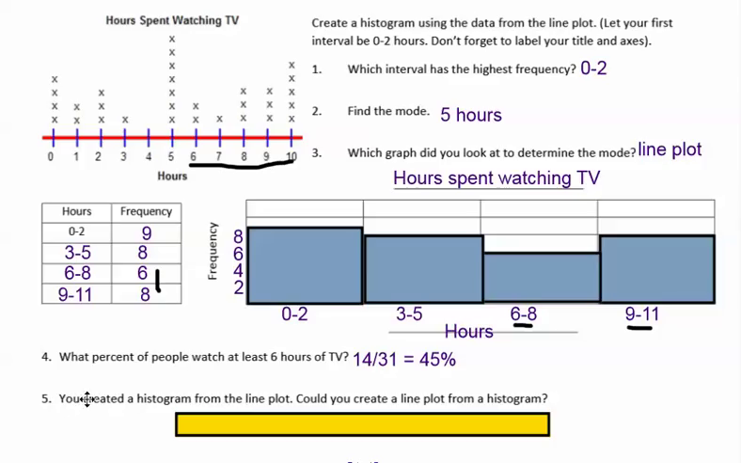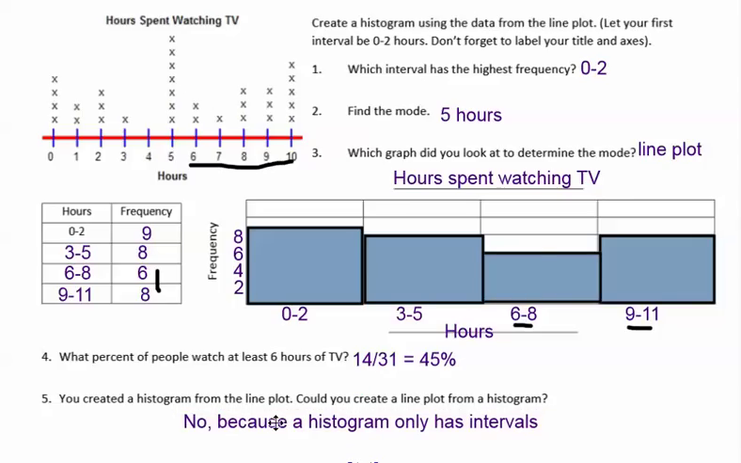And last, we created a histogram from this line plot. Could we go from the histogram? If you're given this, can we create that? What do you think, guys? No, we could not. Because with the histogram, we're only given intervals. We cannot go to a line plot because we don't have those exact numbers.